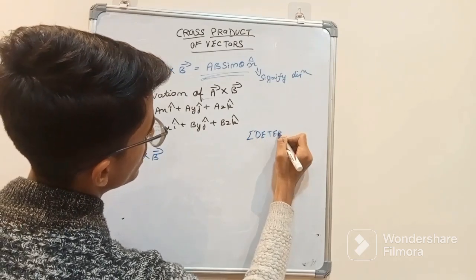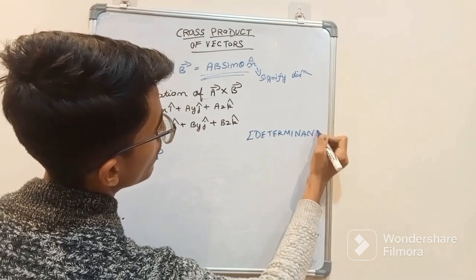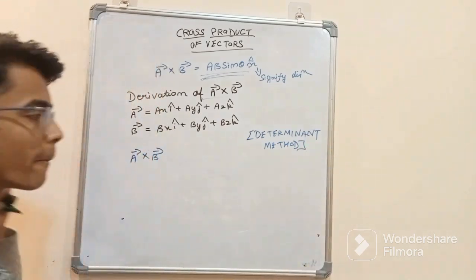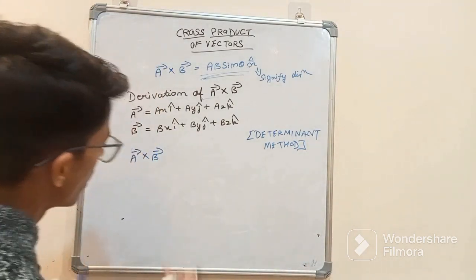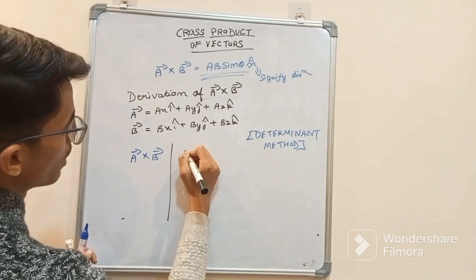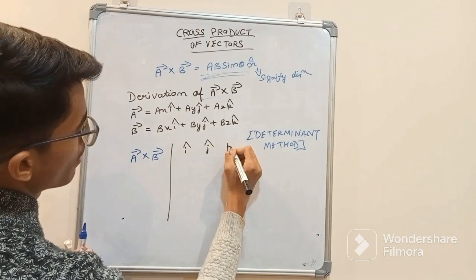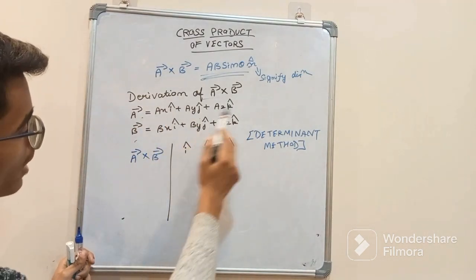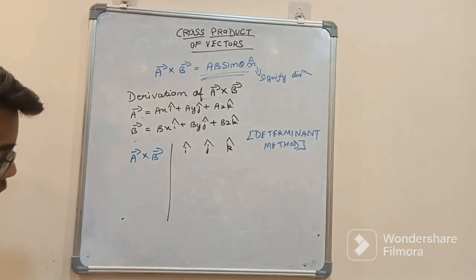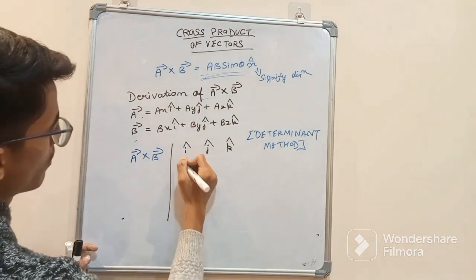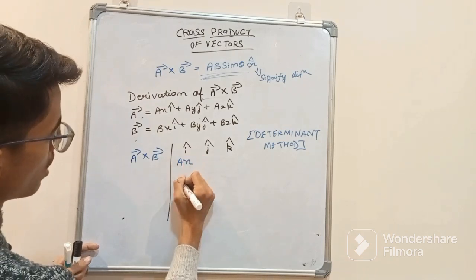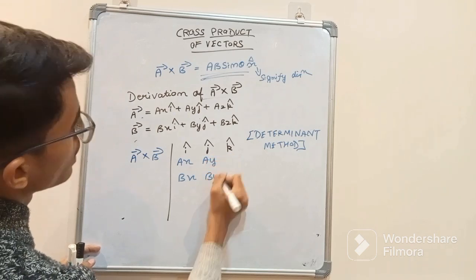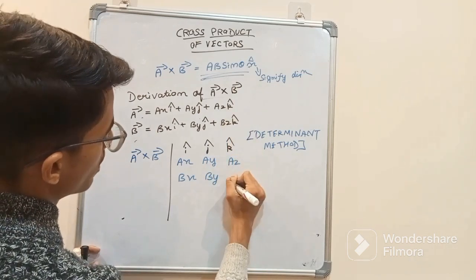This is called the determinant method. Now let's take i cap, j cap and k cap. अब हमें देखना है A और B के बीच में i cap, j cap और k cap में क्या क्या है. So we know i cap में we have AX A vector के लिए और B vector के लिए we have BX, j में we have AY BY and k में we have AZ BZ.